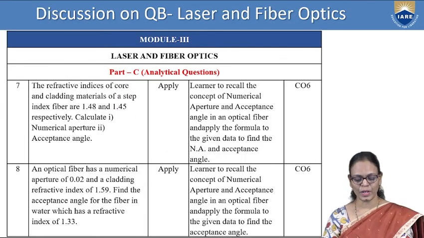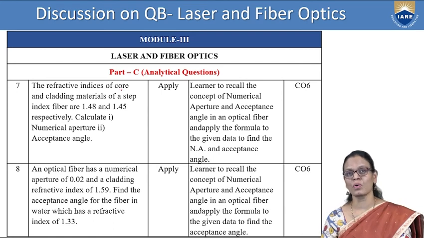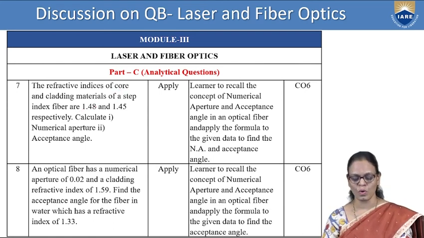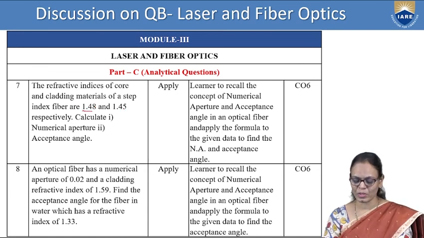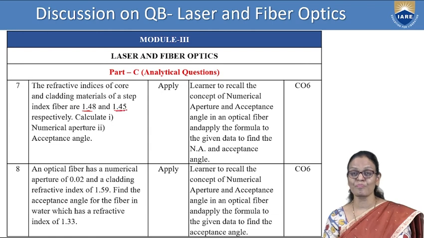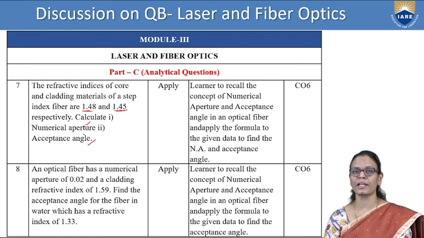Next, the seventh one. The refractive indices of the core and cladding materials of a step index fiber are 1.48 and 1.41, meaning the first is for the core and the second for the cladding. What you have to calculate is the numerical aperture and acceptance angle. Both are given, so it's a direct formula.